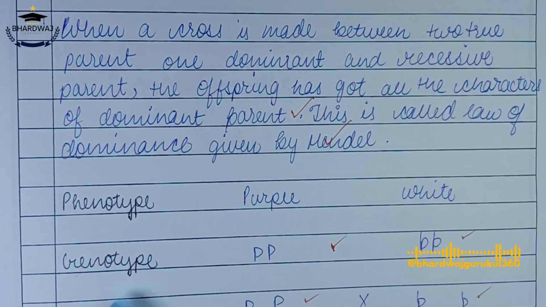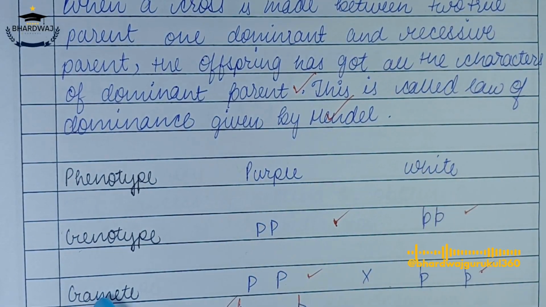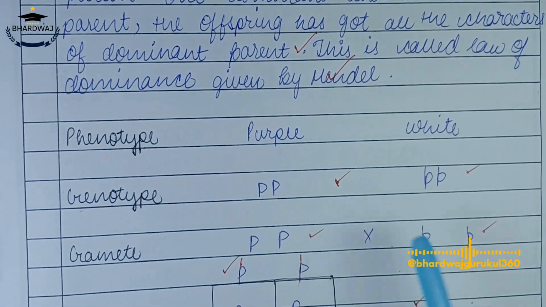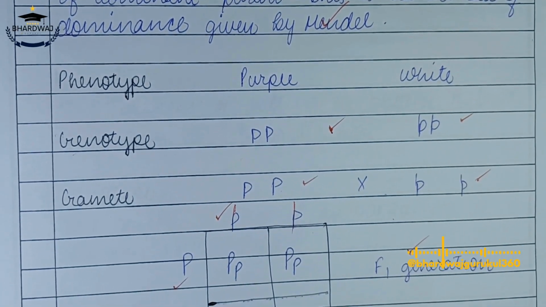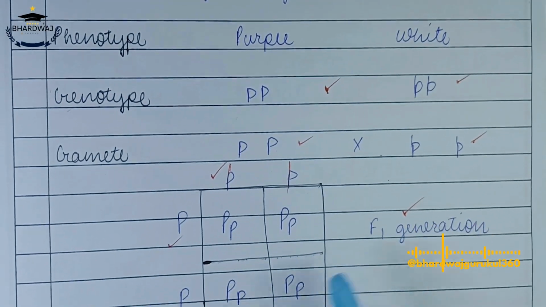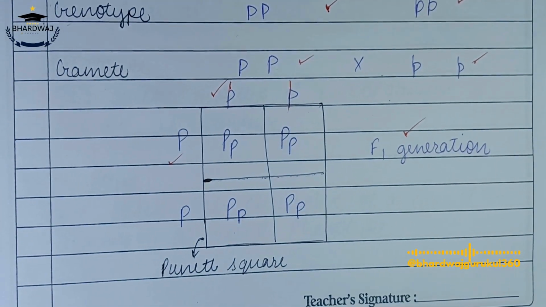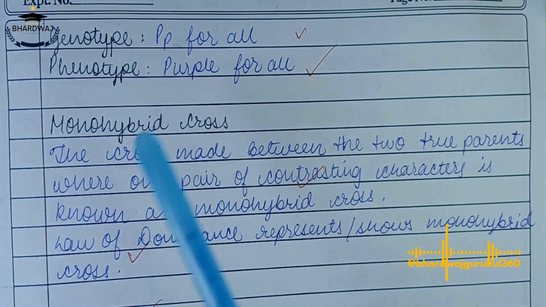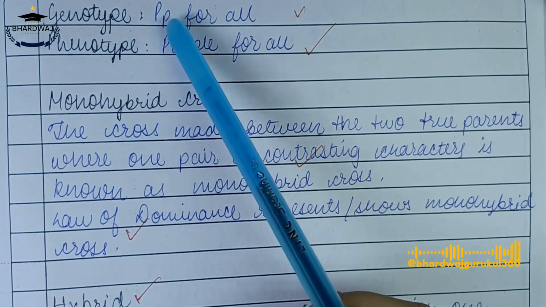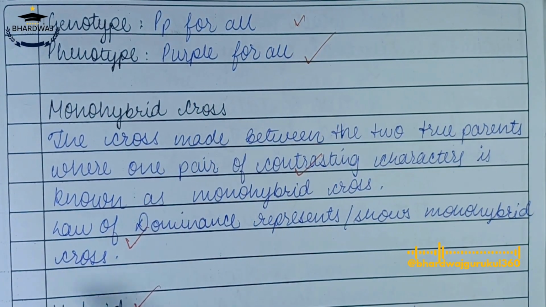As we can see, the phenotype is purple and white, dominant and recessive. The genotype is capital P, capital P for purple, and for white it is small p, small p. If we make the Punnett square, we get the F1 generation as capital P, small p, and so on. So the genetic makeup for the offspring of the given Punnett square was capital P and small p for all, and the phenotype is purple color for all.